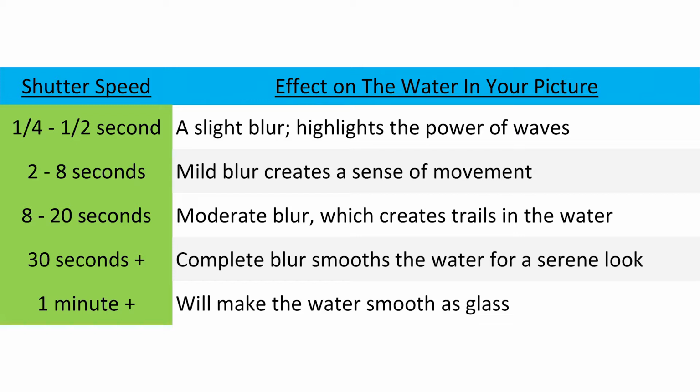And that's really good just to show a hint of movement in the waves, and it really shows power very well. If you use something like 2 to 8 seconds, then you're going to get a mild blur, and it's going to show a nice sense of movement in the water. Longer than that, up to about 20 seconds, is a moderate blur, and what that does is it will show trails running through the water. It's great for creeks, even everything as big as oceans. It'll show trails that are really cool. After that, you're getting into situations where you're totally blurring out the water. Let me show you some examples now.